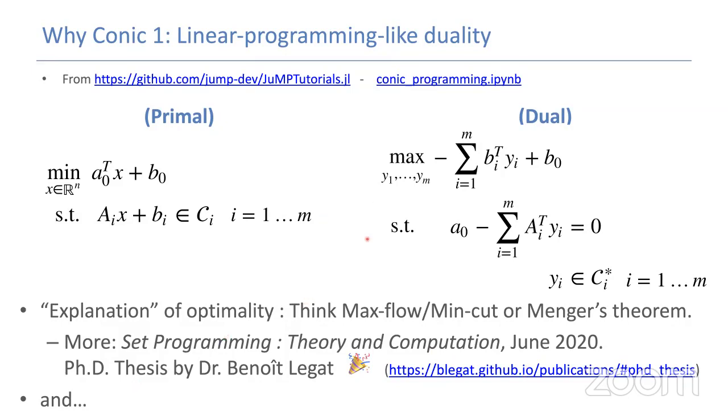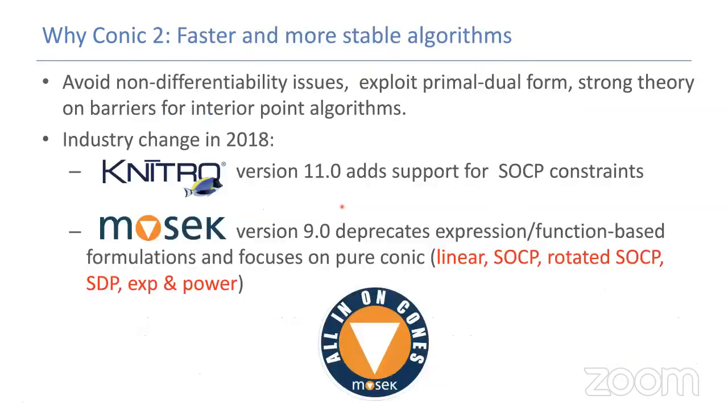So it's nice from an interpretability perspective, but you could go even a little bit further. One of the reasons conic duality is useful is for actual algorithms. It allows for more effective interior point algorithms for conic optimization, and I'll talk a little bit about that later. And in particular, this is one of the reasons that in 2018 there was a bit of a shift in some of the more important commercial solvers for continuous optimization. They basically switched to a more conic-centric point of view.